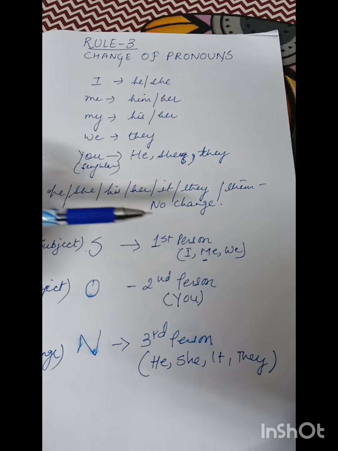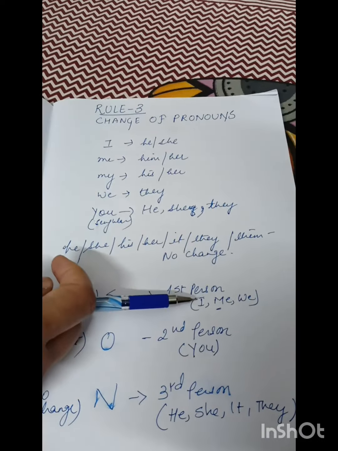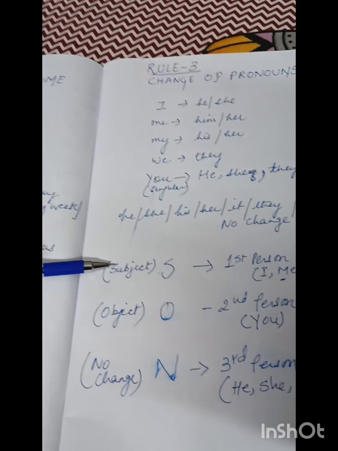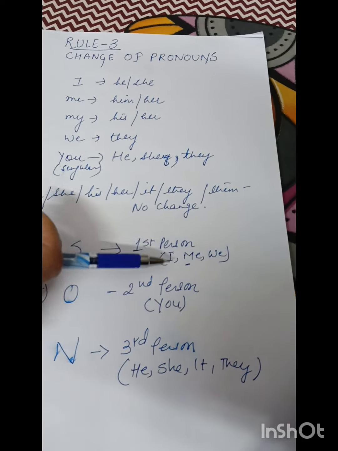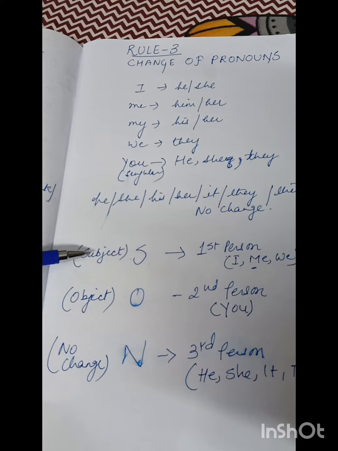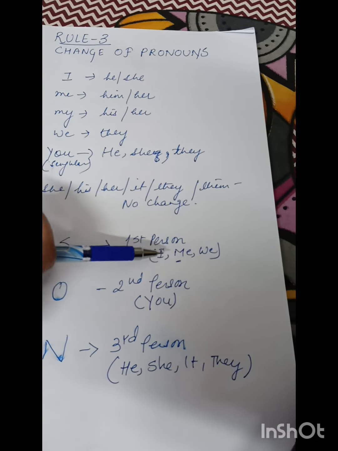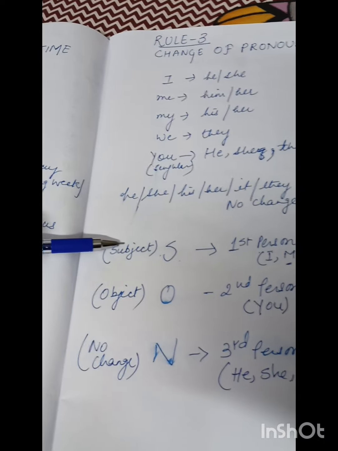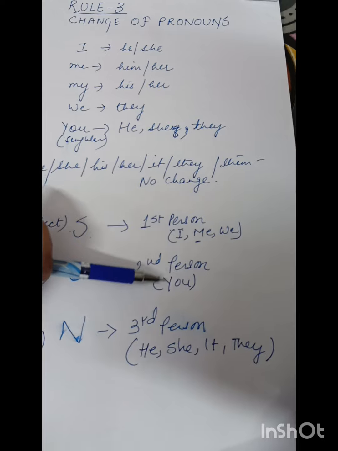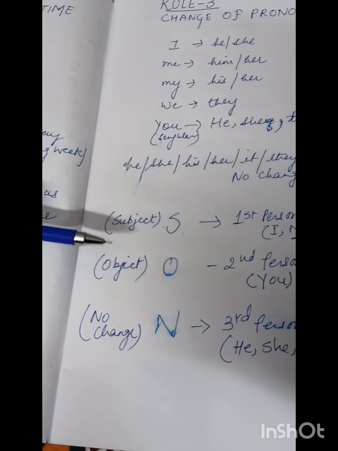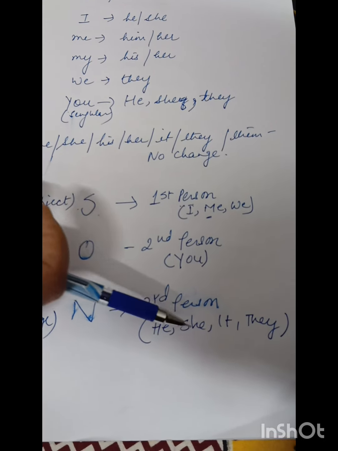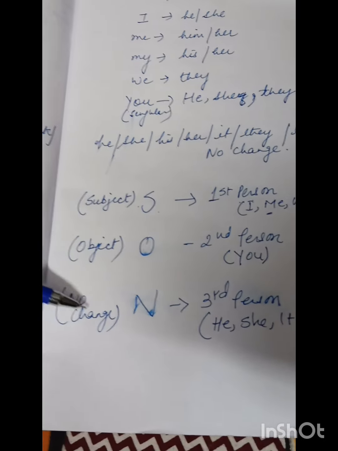So if I is mentioned in the reported speech, you will look at the subject. If the subject is Ram, for example, then you will change I into he. If the subject is Geeta, then I will get changed into she. So you have to look. If it is a first person, then you will consider the subject. And if it is a second person, for example, you, then you will consider the object in the reporting speech. And if it is third person, he, she, it, they, then there will be no change.